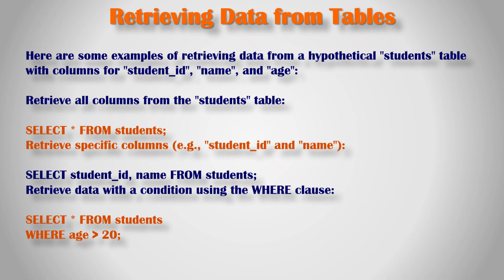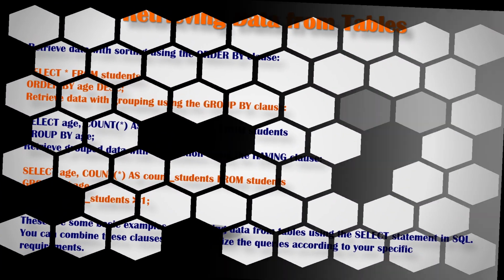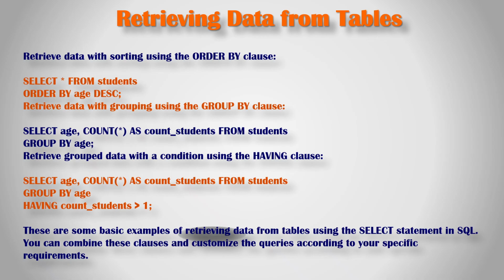Retrieve data with a condition using the WHERE clause: SELECT * FROM students WHERE age > 20. Retrieve data with sorting using the ORDER BY clause: SELECT * FROM students ORDER BY age DESC.